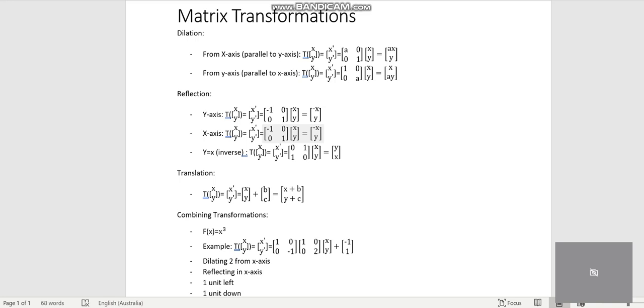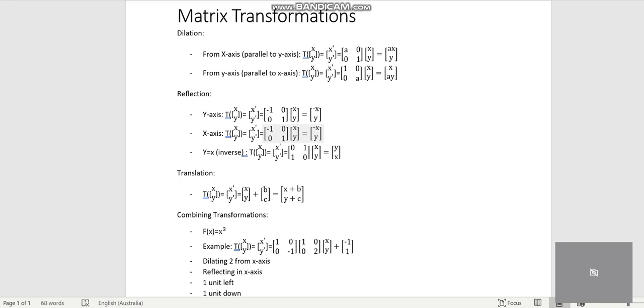So if you want to do a matrix transformation from the y-axis, parallel to the x-axis, the same thing is going on, except the y value here is a. The a and 1 have swapped, so it's a different type of dilation here. So x and ay, and yeah, that's dilation.